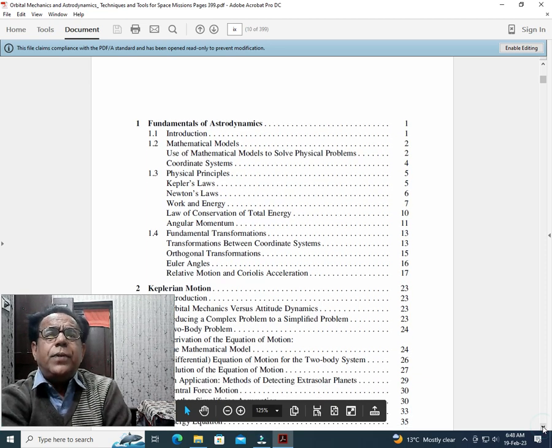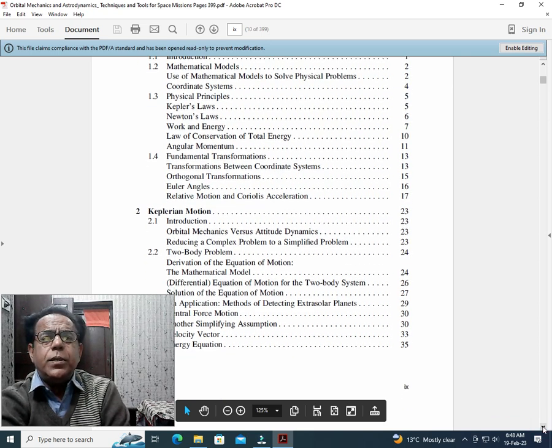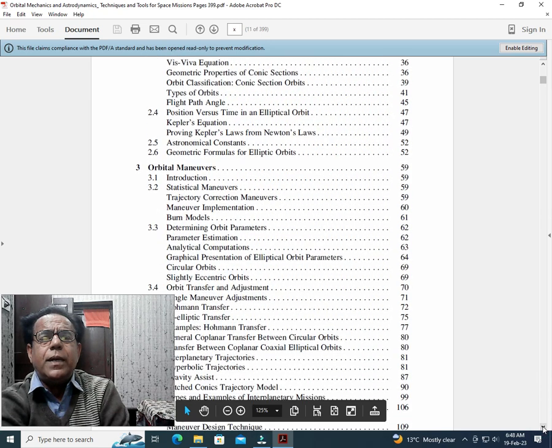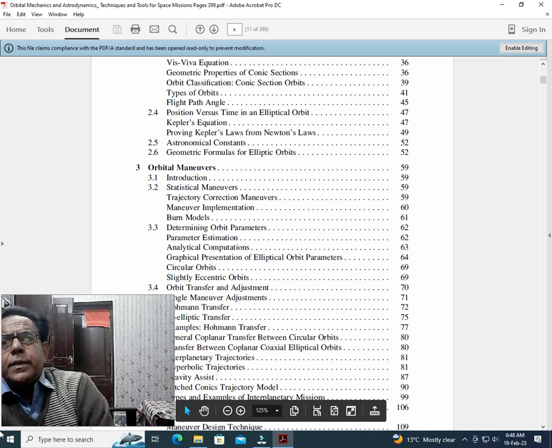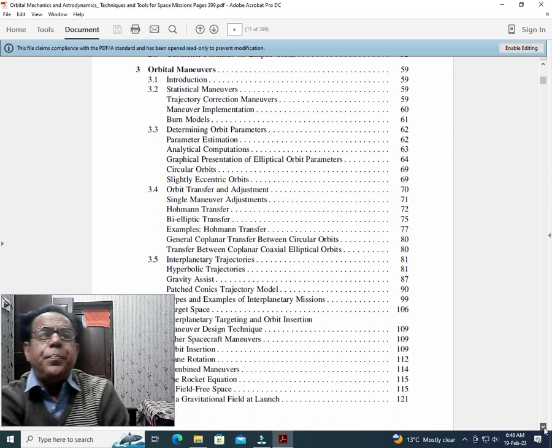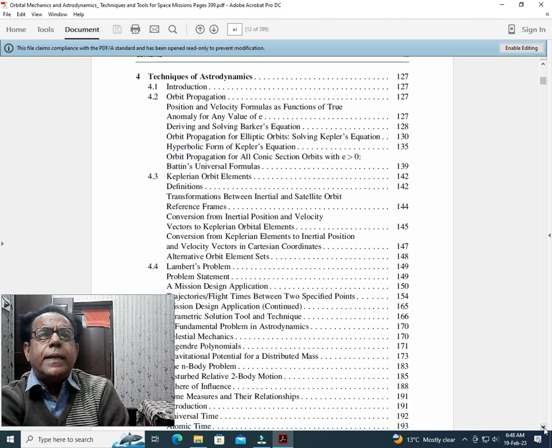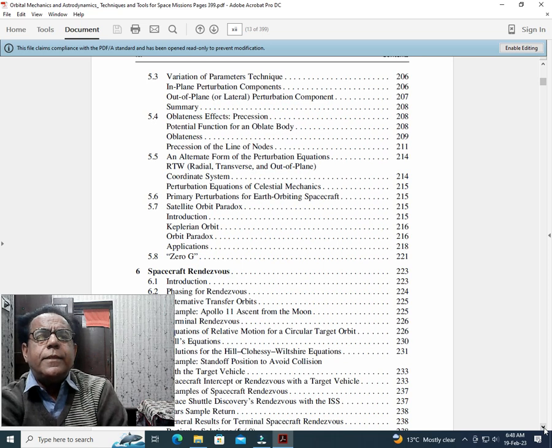Okay, fundamentals of astrodynamics, Keplerian mechanics, Keplerian motion, in which Kepler's laws are discussed, orbital maneuvers, then techniques of astrodynamics, then spacecraft rendezvous.